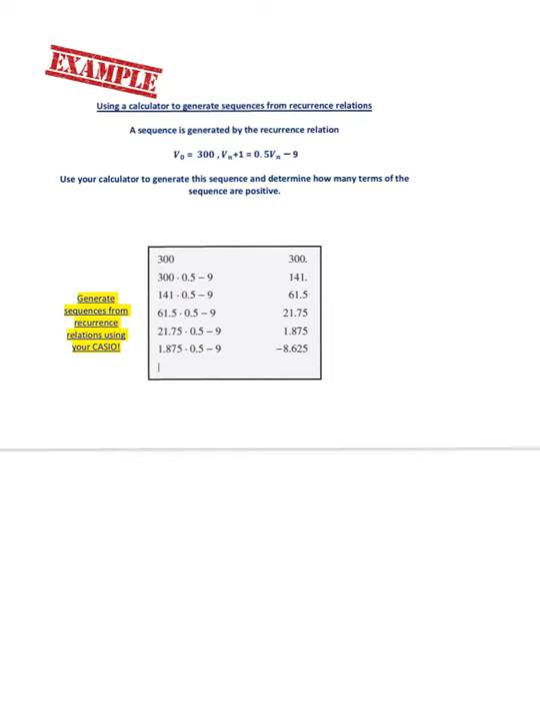The next example is using a calculator to generate a sequence from a recurrence relation. I want you to go back and have a look at the video in the notes via this link here. Go back to the notes.